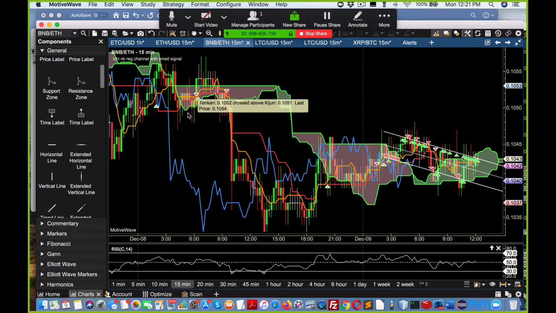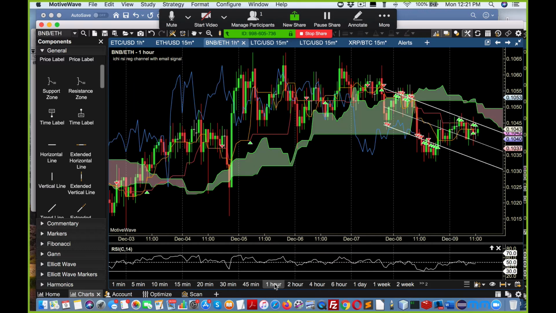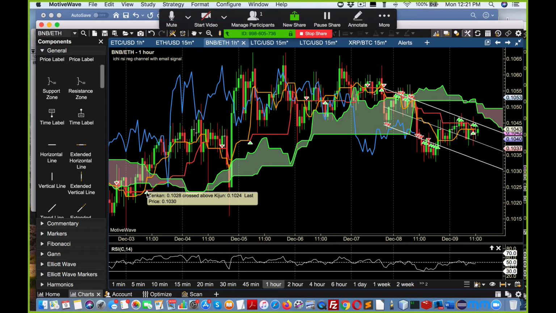So that's on the 15-minute. Certain pairs might work better on an hourly time frame. So this one did okay. See this one here on the hourly, 0.103 on the entry, and 0.1041. So that's okay for BNB Ethereum.